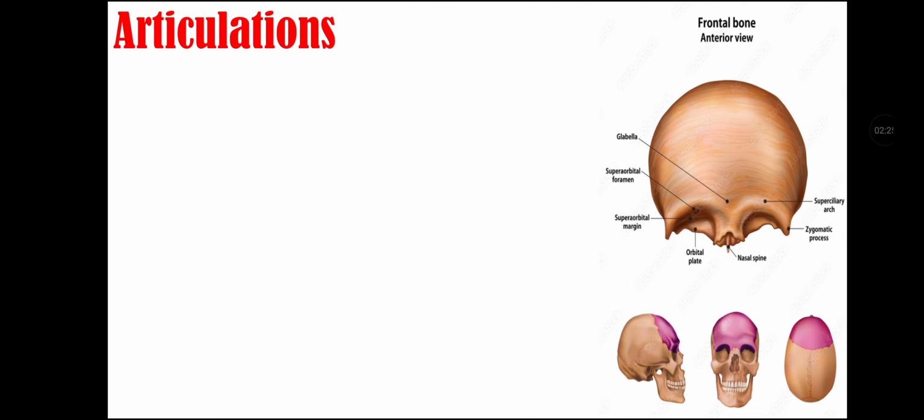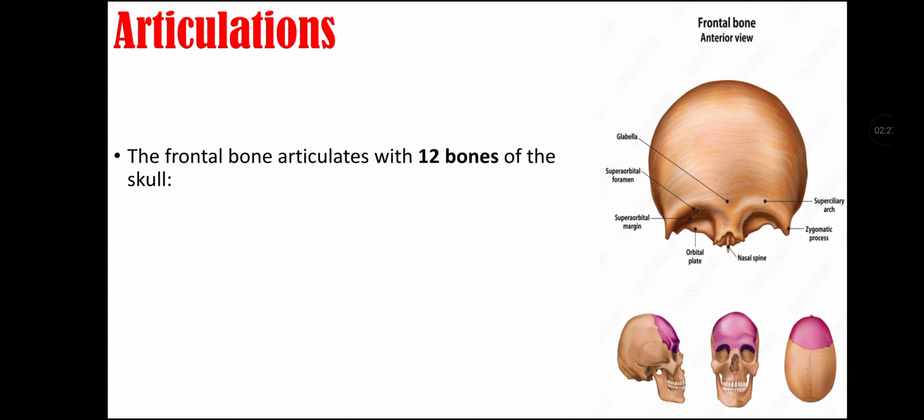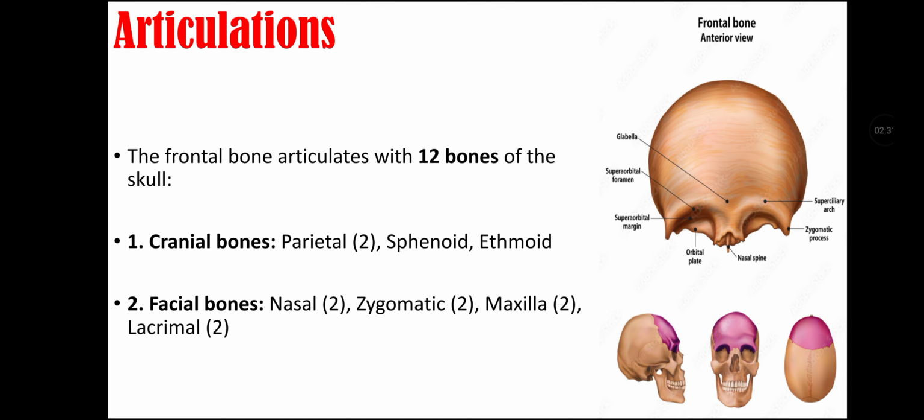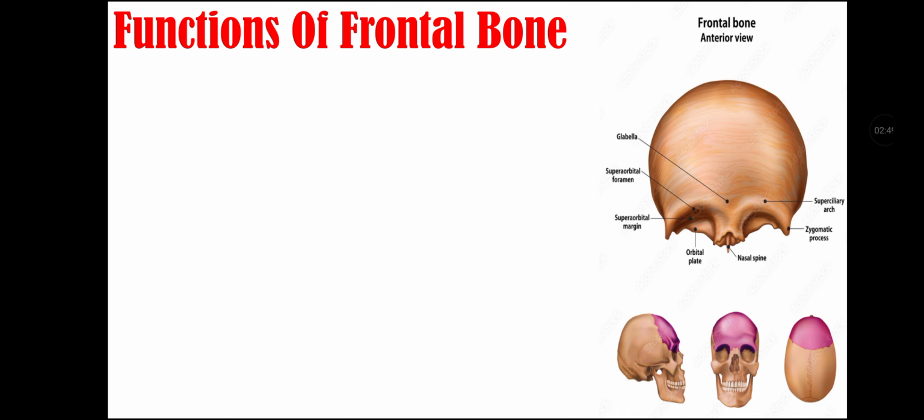Talking about articulations of frontal bone. Frontal bone articulates with 12 bones of the skull. They include cranial bones and facial bones. Articulation with cranial bones includes two parietal bones, one sphenoid bone and one ethmoid bone. And articulation with facial bones includes two nasal bones, two zygomatic bones, two maxillae and two lacrimal bones.